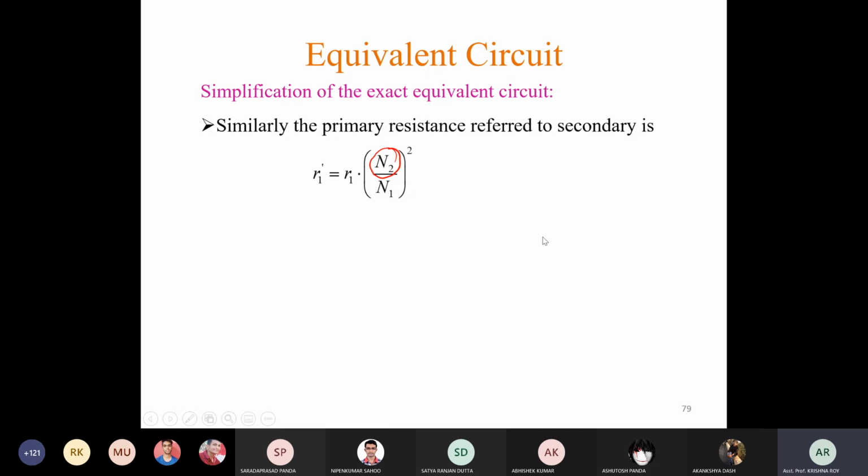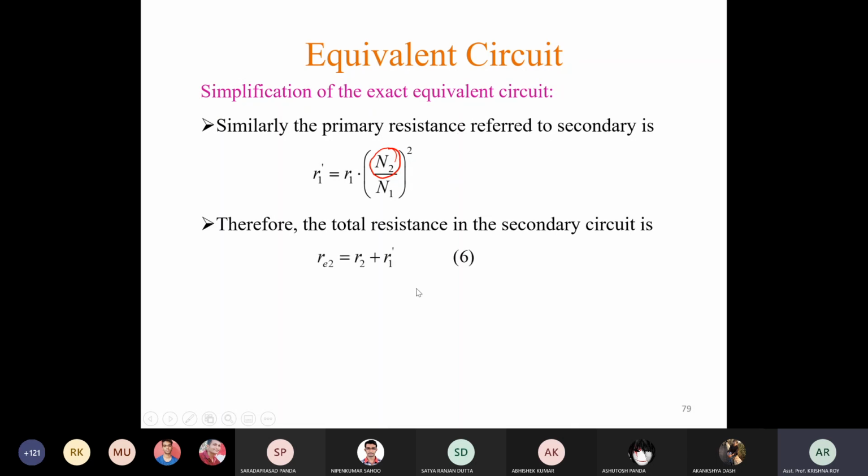Direct ratio means first you have to consider on which side you are going to refer. While referring to primary side, the direct ratio is N1 by N2. While transferring to secondary side, the direct ratio is N2 by N1. Is it clear? Yes sir. So this is how we refer the primary resistance to the secondary side. Therefore the total secondary resistance is this, which is also the total equivalent resistance.